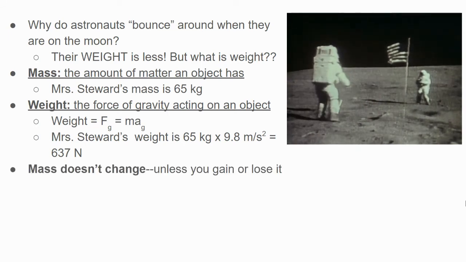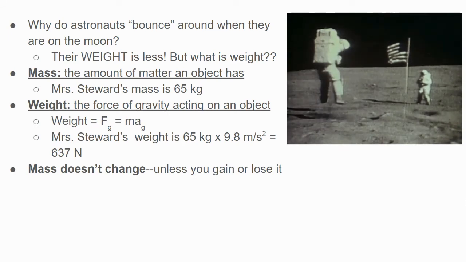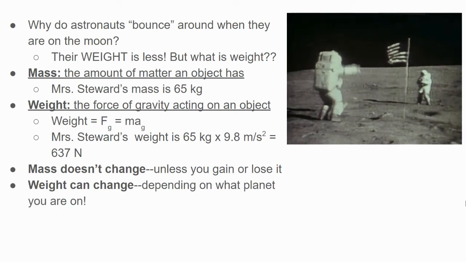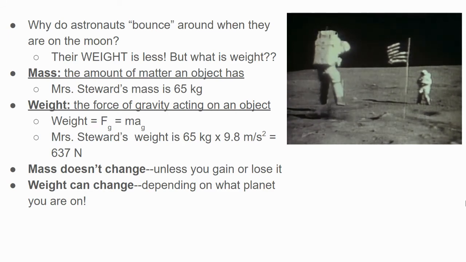Now, the key here is that mass doesn't change no matter where you go. So if I went to the moon, my mass would still be 65 kilograms. That is, of course, if I ate a bunch of hamburgers and gained some mass, or I signed up for a marathon and ran so much that I lost some of my mass. Unless you gain or lose it, mass doesn't change if you go to the moon. However, weight can change depending on what planet you're on, which is why those astronauts look like they are lighter on the moon. It's because they weigh less on the moon.